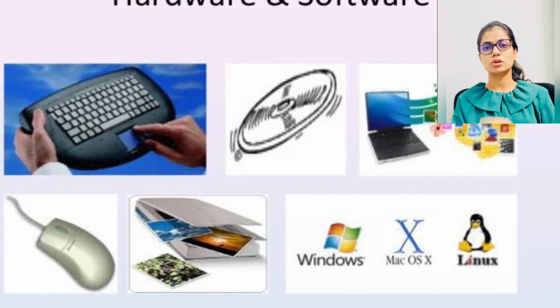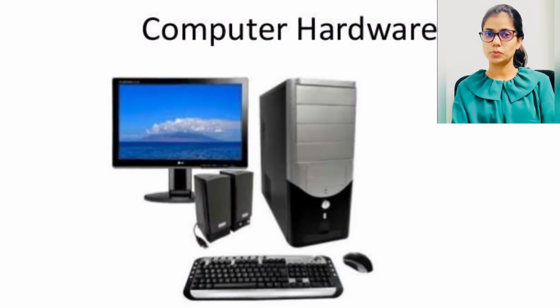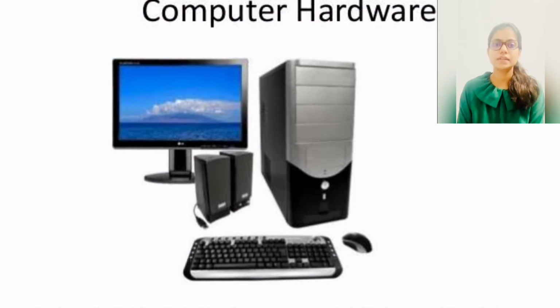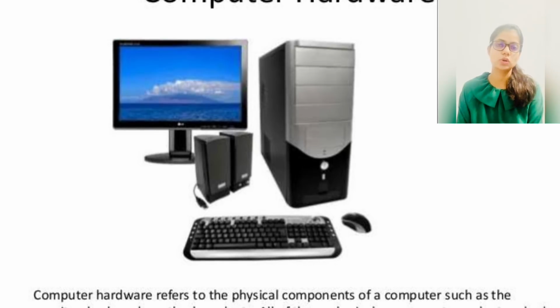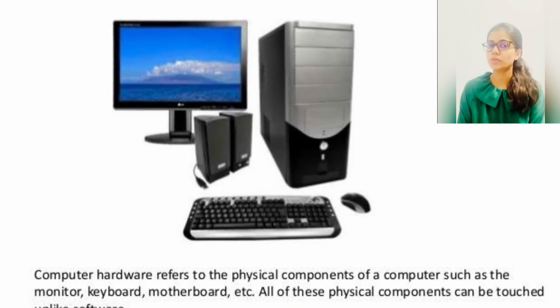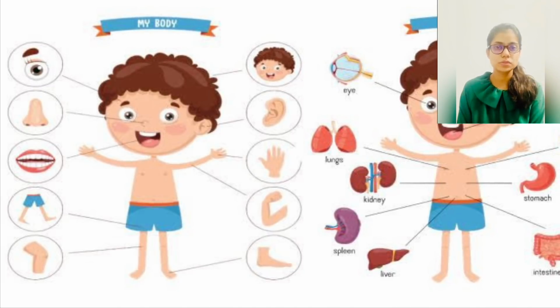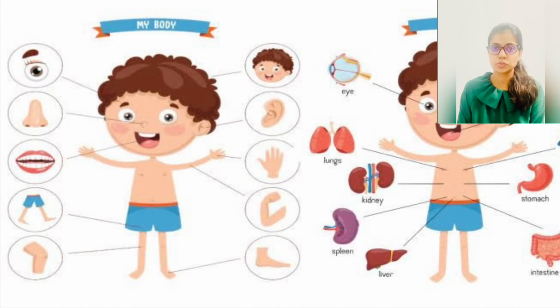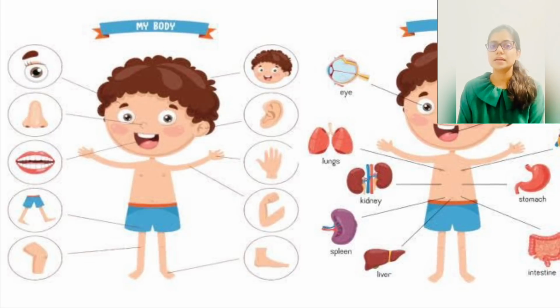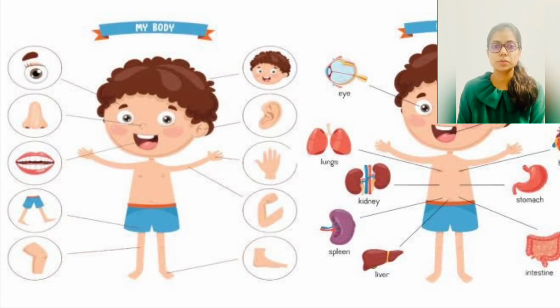So firstly we talk about hardware. What is hardware? The physical parts that you can touch or see are called hardware. Let's take one real life example. The human body consists of outer body parts that are visible to you. But some parts like lungs, heart cannot be seen.